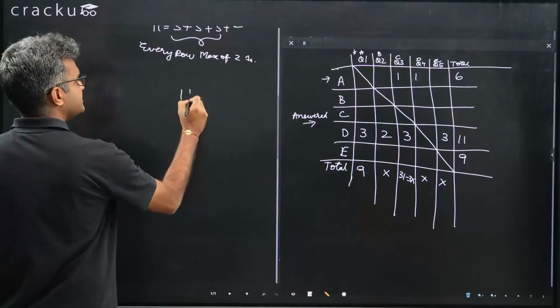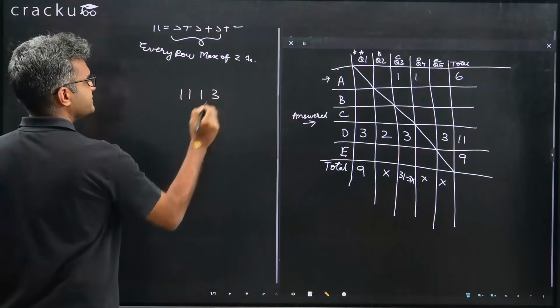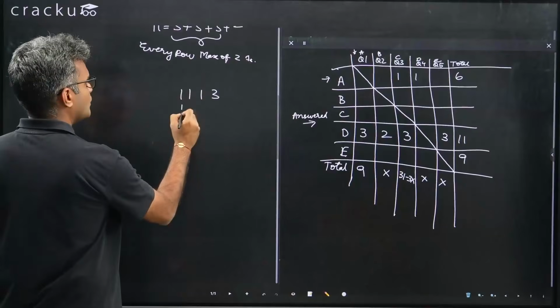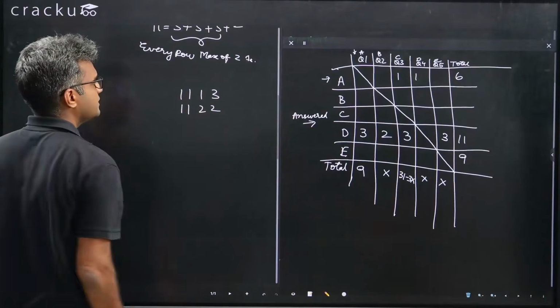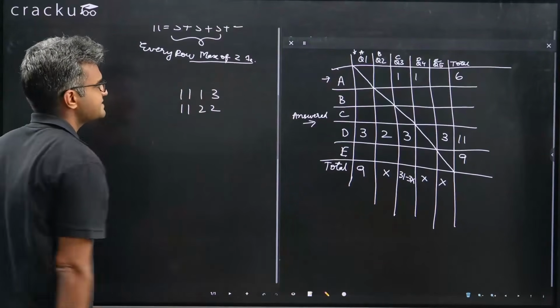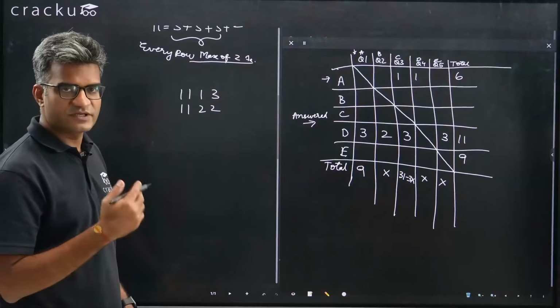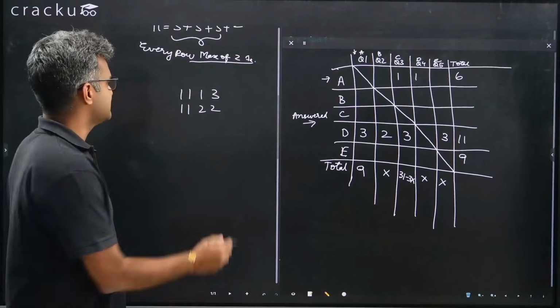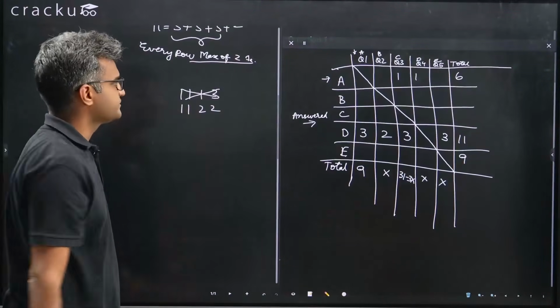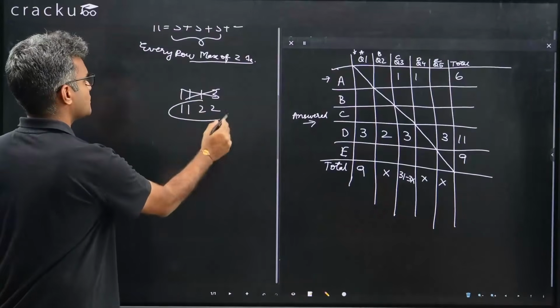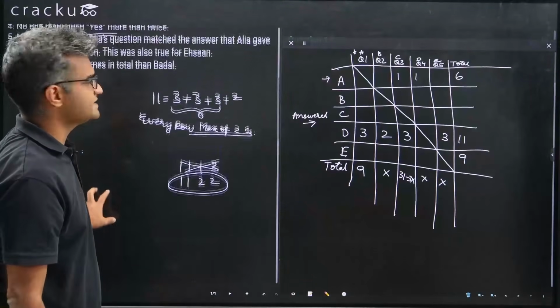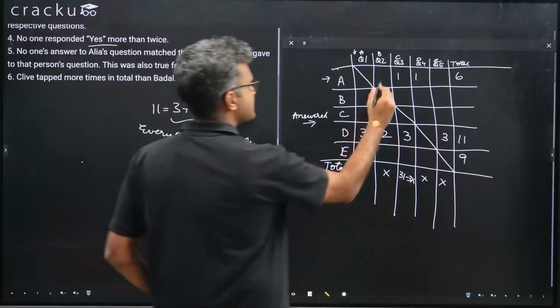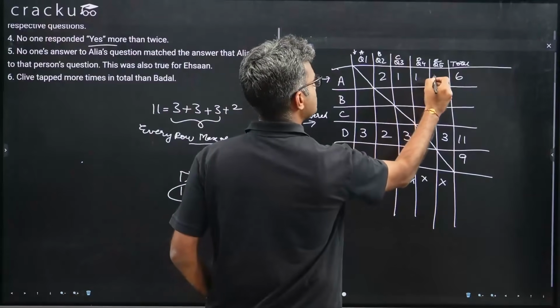The 4 have to be either 1, 1, 1, 3, which will total up to 6, or 1, 1, 2, 2. Now we are told that every row has a maximum of 2 ones because we know that nobody gave 3 yeses. So this is not possible. So it would imply that Alia's row count of 6 comes from 2 ones and 2 twos. So this has to be 2 and this has to be 2.